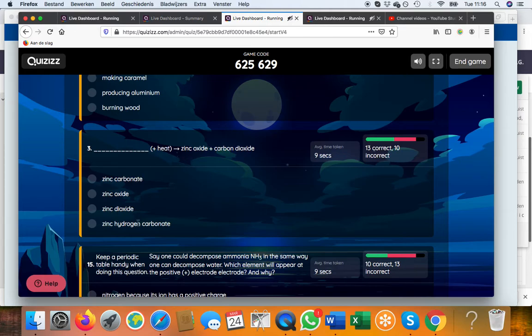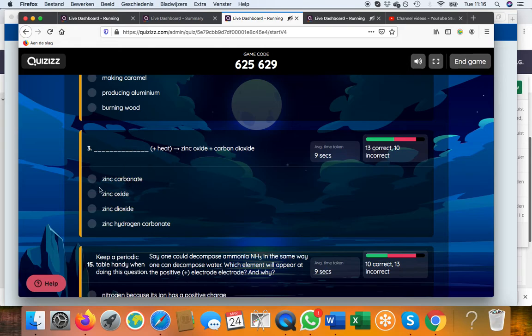Now that is in all the options you see. There has to be oxygen, which in carbonate there is C and O. In zinc oxide, zinc dioxide, there is no carbon, so that falls away as an option. And the last option is also hydrogen, but that doesn't appear on the right. So basically, you need to remember that everything that starts on the left will appear on the right. So whatever is on the right has to be on the left of your arrow.